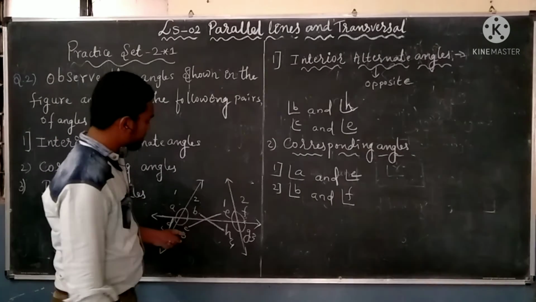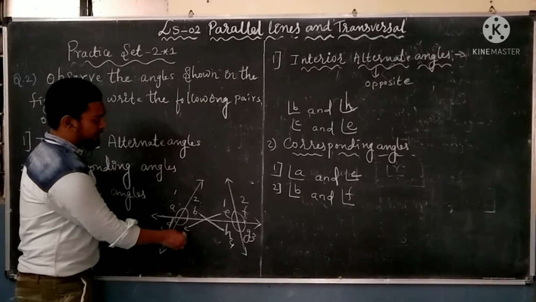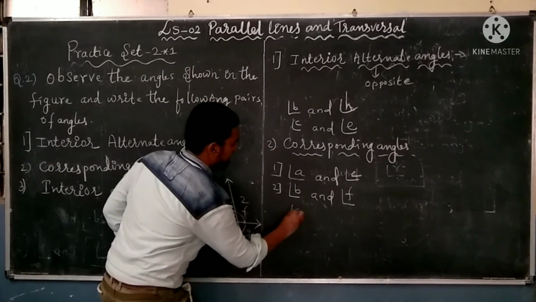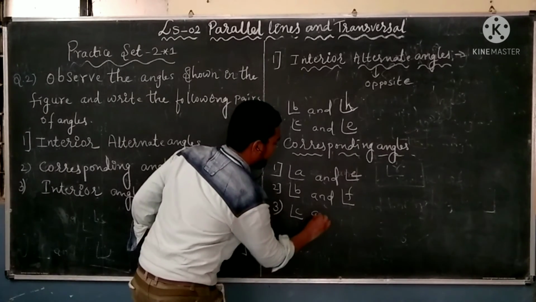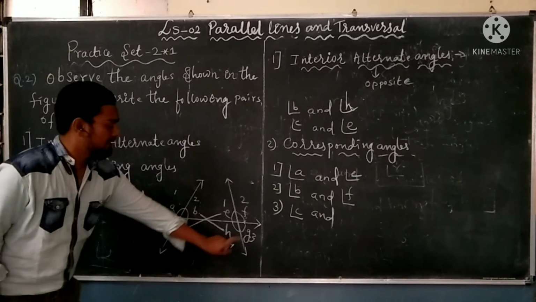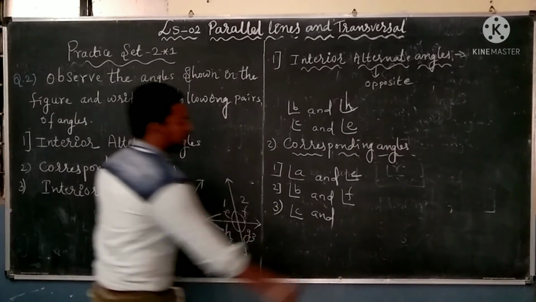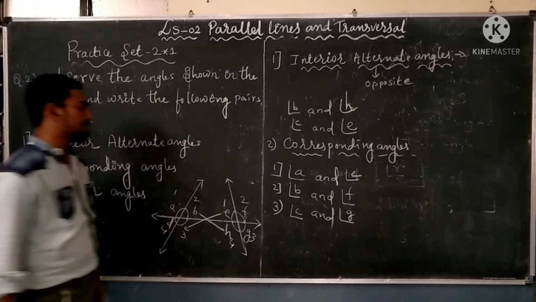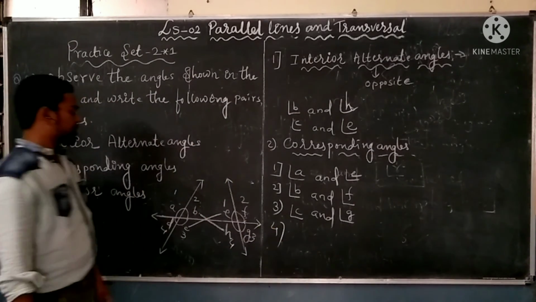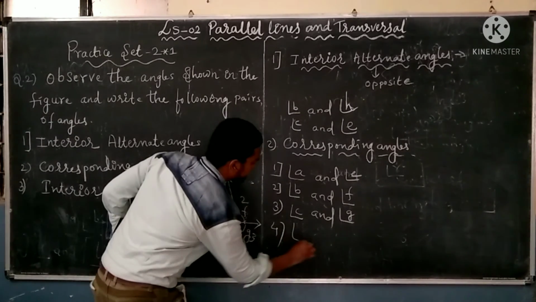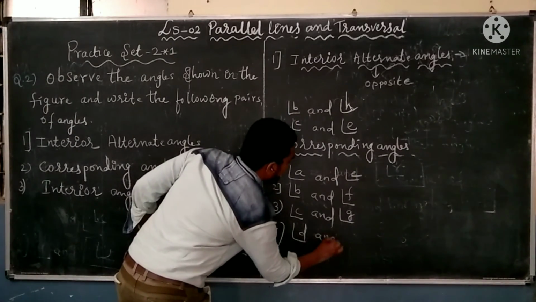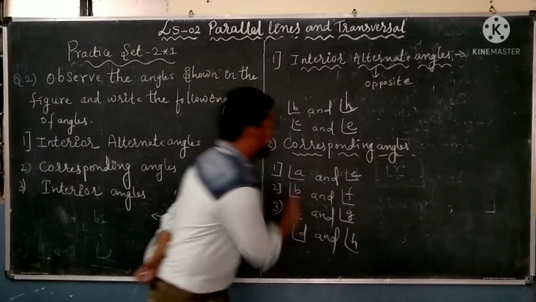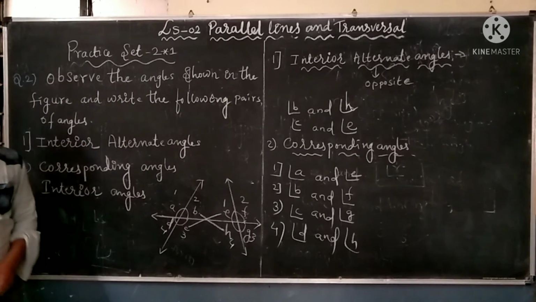Therefore, here also angle C is the third angle. Here the third angle is G. Angle C is the third angle and on the other side the angle 3 is G. Angle G is the corresponding angle. Therefore, the fourth angle is angle D here, and here also the fourth angle is angle H. These angles are corresponding angles.